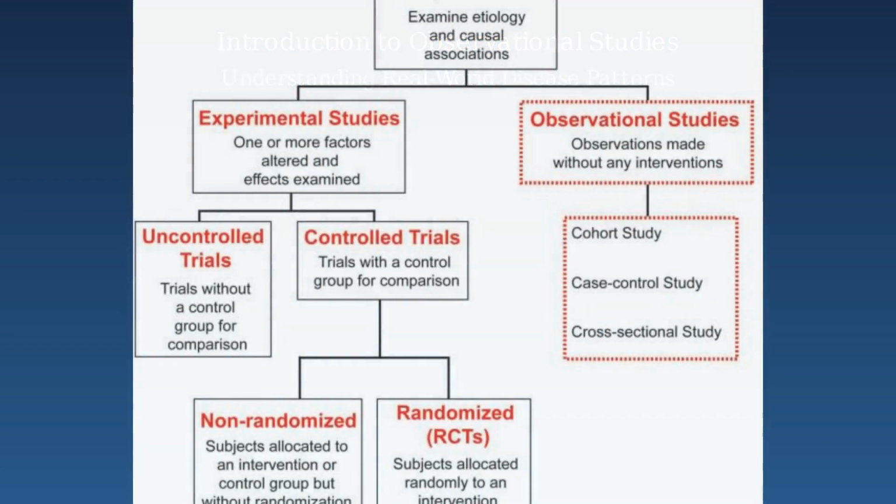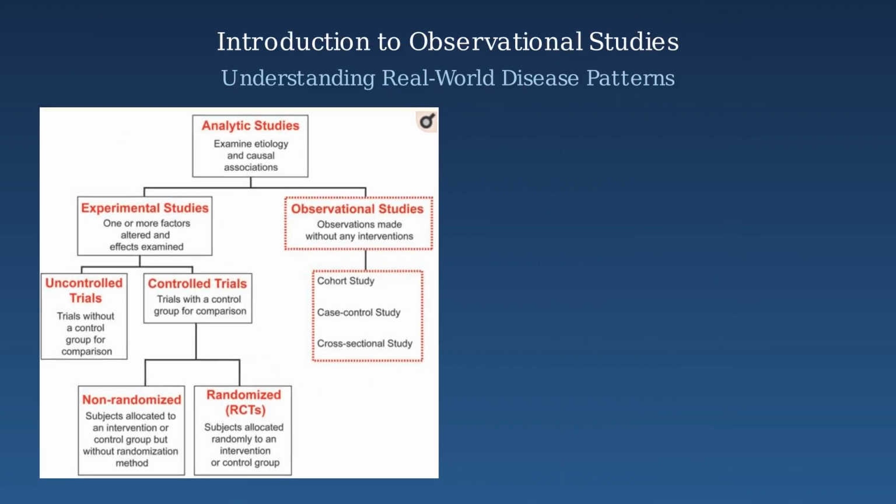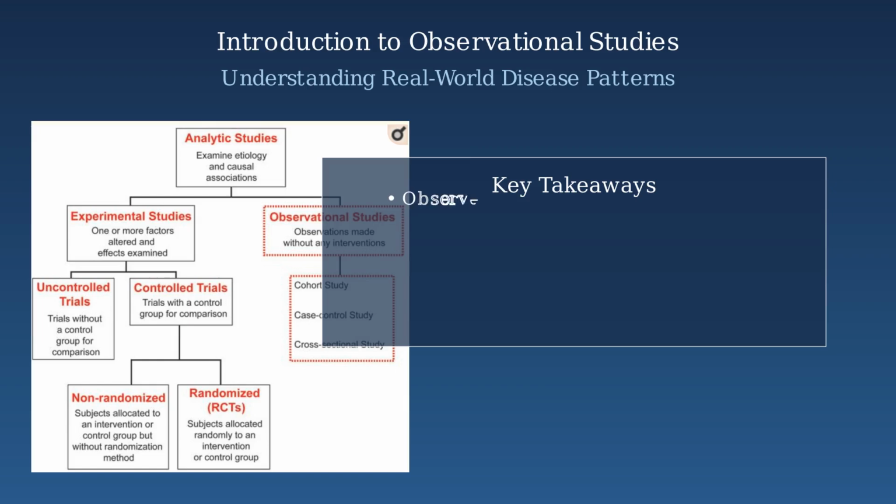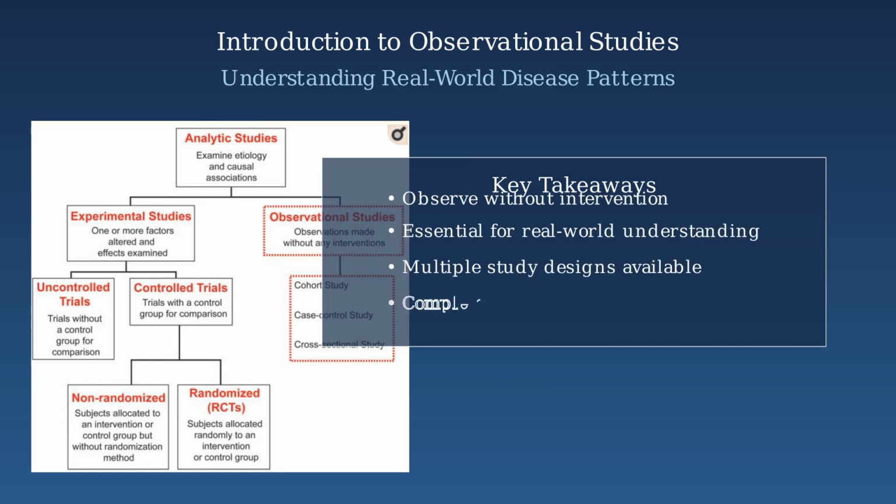Observational studies can be contrasted with experimental studies. While experimental studies actively intervene to test hypotheses, observational studies examine natural occurrences without manipulation. To summarize, observational studies are vital research tools that allow scientists to observe health patterns without intervention, providing essential insights when experiments aren't possible or practical.